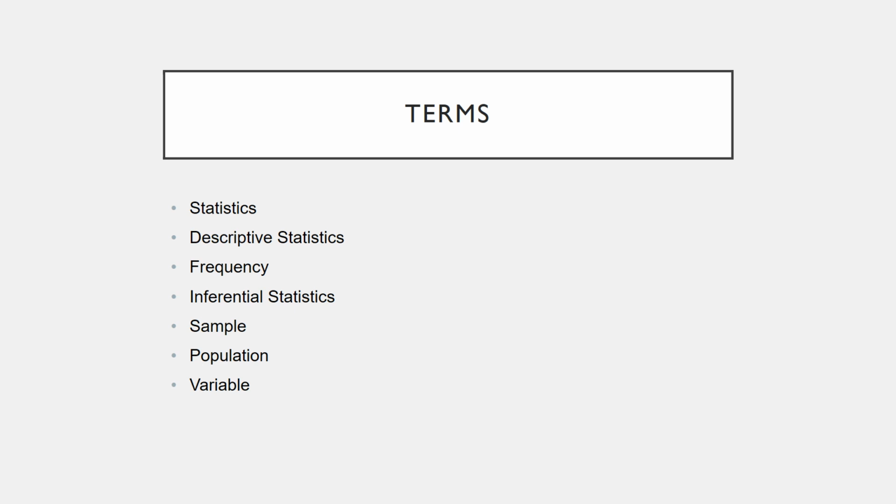So a sample might be the clients in your setting. They might be the students in your school. So these are the specific people or types of information that we're looking at in what we are doing.